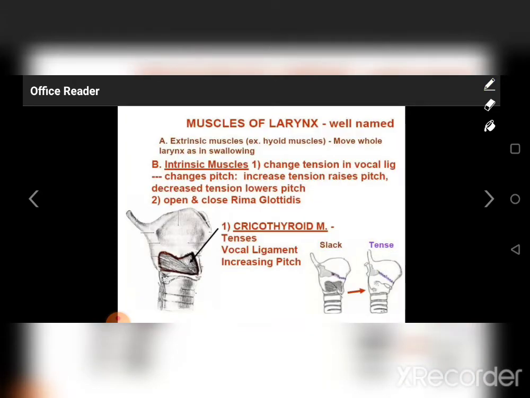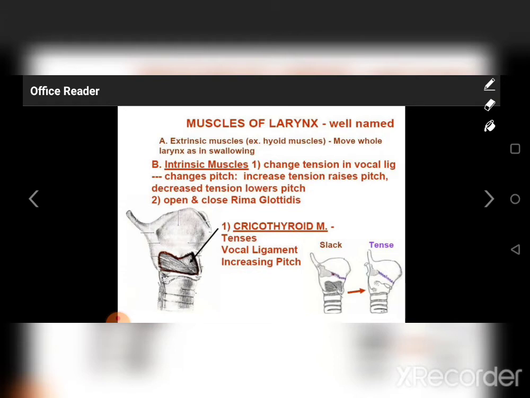Now, the extrinsic muscles, these are the hyoid muscles, and they move the whole larynx as in swallowing. So as you swallow, your larynx moves up and down because of the extrinsic muscles, and these are attached to the hyoid. The intrinsic muscles lie within the larynx, and they change the tension in the vocal ligament and thus the pitch: increasing the tension raises the pitch, decreasing the tension lowers the pitch.